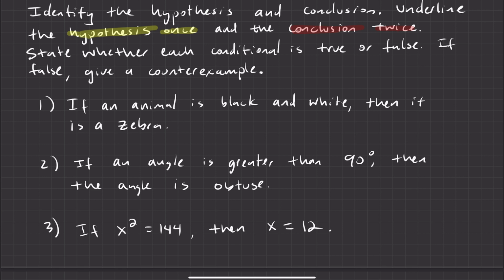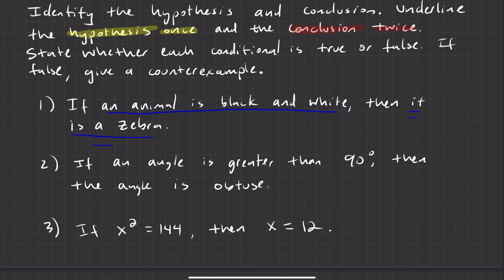Okay, so I need to underline the hypothesis once, and it's after the word if, okay? So an animal is black and white. I'm going to underline once right there. I might as well use a different color. So here, I underline the hypothesis once, then I'm going to underline the conclusion twice. And usually the conclusion here is after the word then. So an animal is black and white is my hypothesis. It is a zebra is my conclusion, in which I underline twice right there.